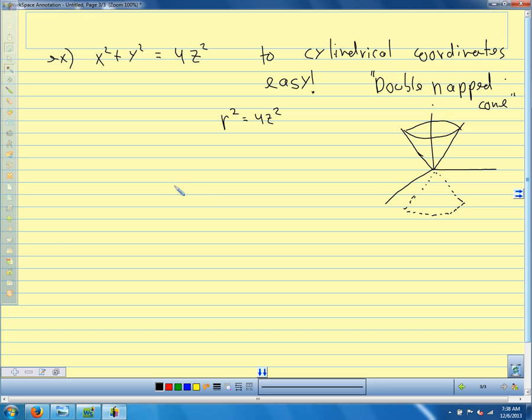All right, let's go the other direction with one. This one's a nice one: r squared cosine 2 theta plus z squared plus 1 equals 0. We want to write that in rectangular coordinates.